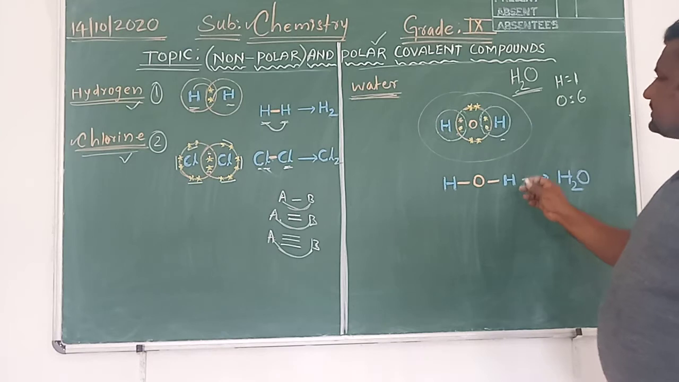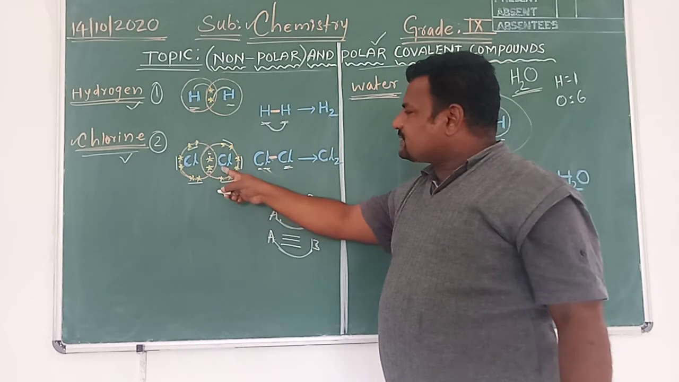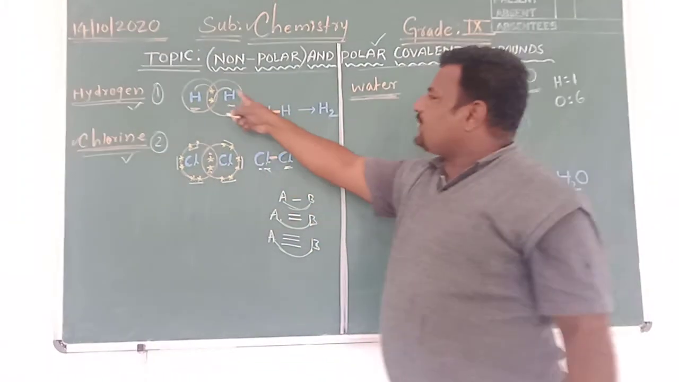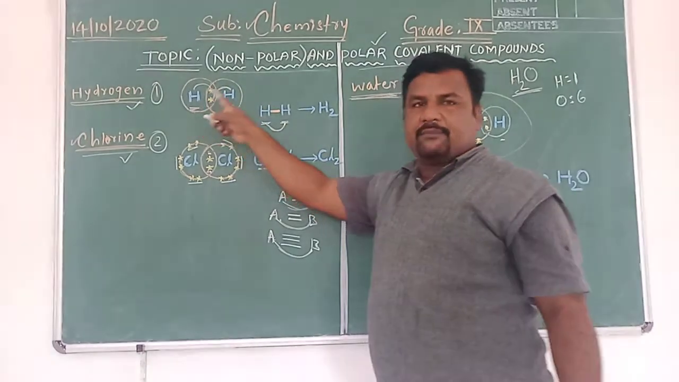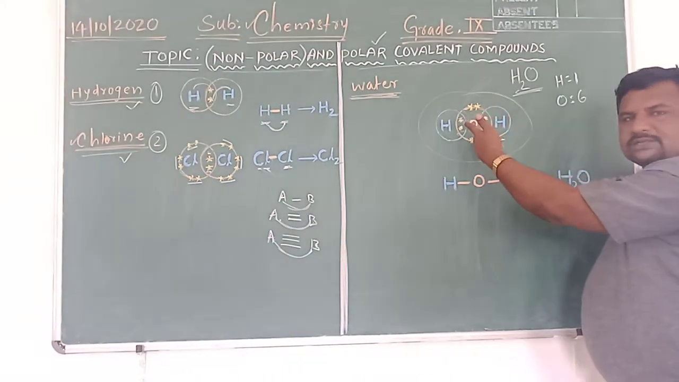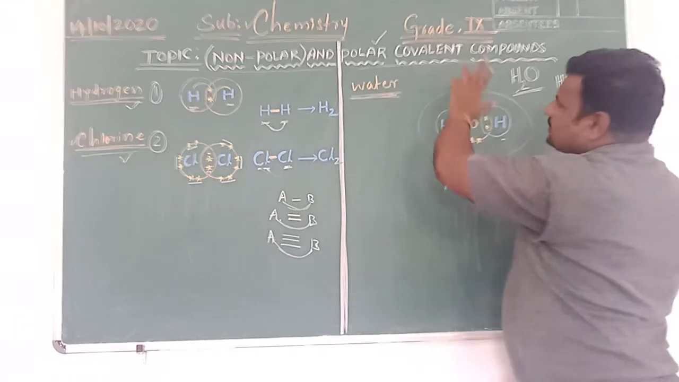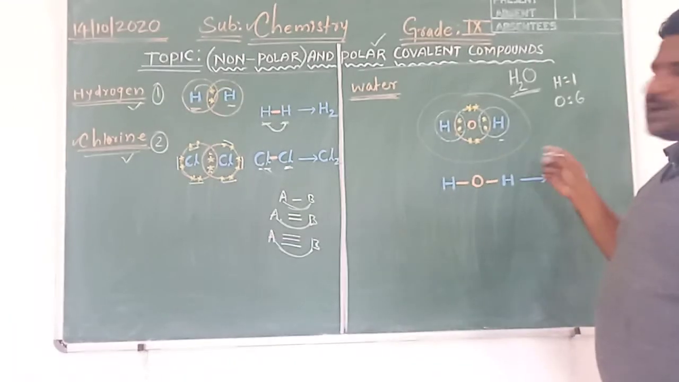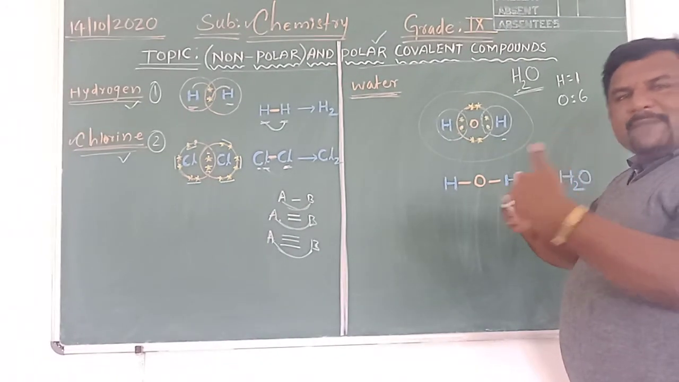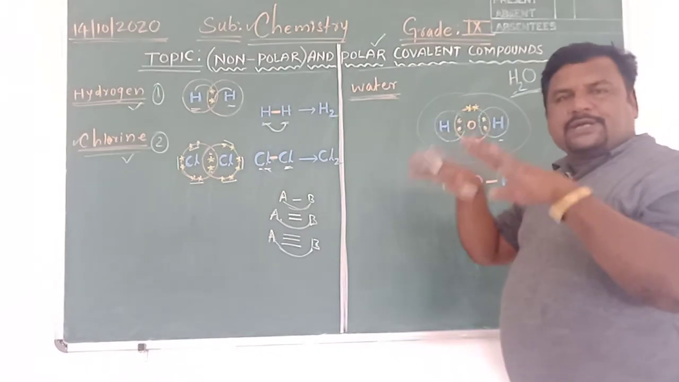So here, what happens? When you compare the number of electrons in this chlorine and this chlorine atom, they are the same, is it? Here, the number of electrons of this hydrogen and this are the same. But here, when we compare the number of electrons of oxygen with hydrogen, it varies. So generally what we call a polar covalent compound has unequal distribution of electrons, forming a force of attraction. That force of attraction makes one atom electropositive and the other atom in the compound electronegative.